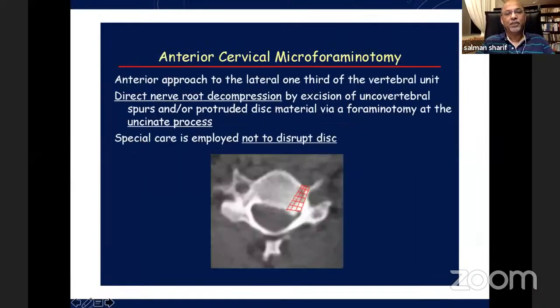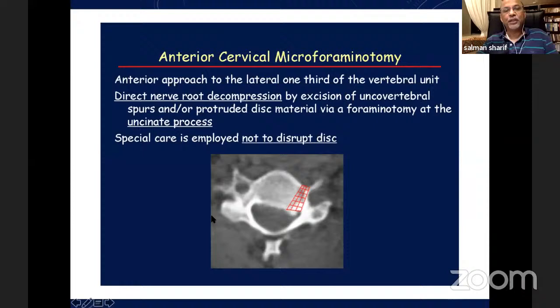I will show some pictures of anterior foraminotomy that I think I borrowed from Mehmet ages ago. This is an anterior approach to the lateral 1/3 of the vertebral unit. So direct nerve compression by excision of uncovertebral spur and protruded disc via foraminotomy and uncinate process. I've done about 5 of these, and it's been over 5 years, and I haven't had those patients coming back. So this is one way of addressing a problem as well.